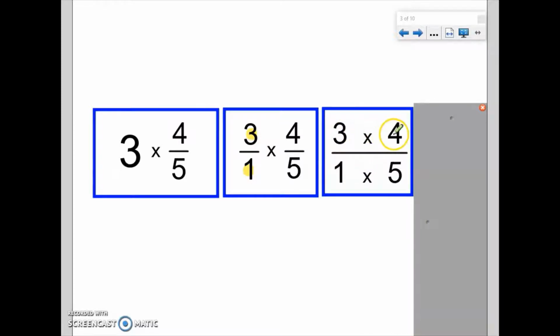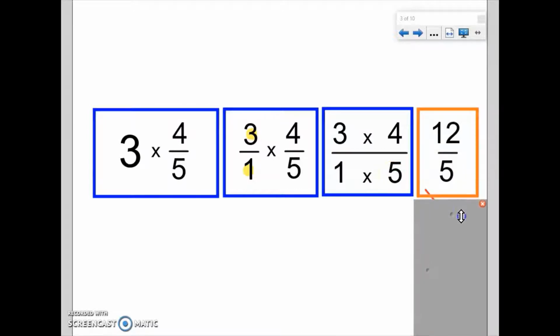There's my multiplication for the numerators. There's my multiplication for the denominators. 3 times 4 gives me 12, and 1 times 5 gives me 5. So 3 times 4/5 is 12/5. This is a top-heavy fraction, an improper fraction, because the number on the top is greater than the number on the bottom. The numerator is greater than the denominator.